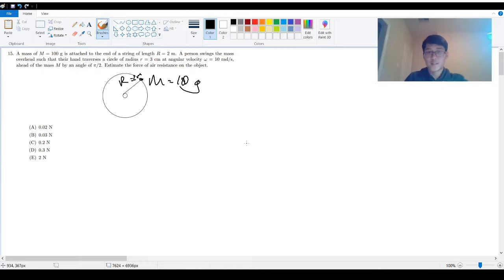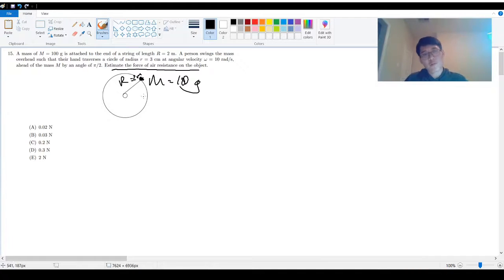So actually, how the book does it, I don't really agree with. So I'm just going to do it my way, which still gives you the same answer. Let's first think about what this question is really talking about. It's asking us to find the force of air resistance on the object, given this strange scenario of the ball traveling behind the rotation.